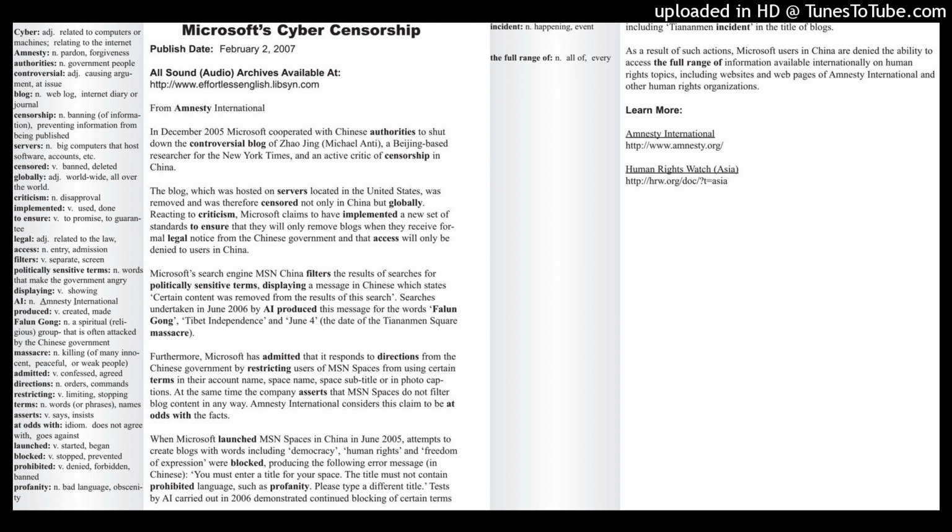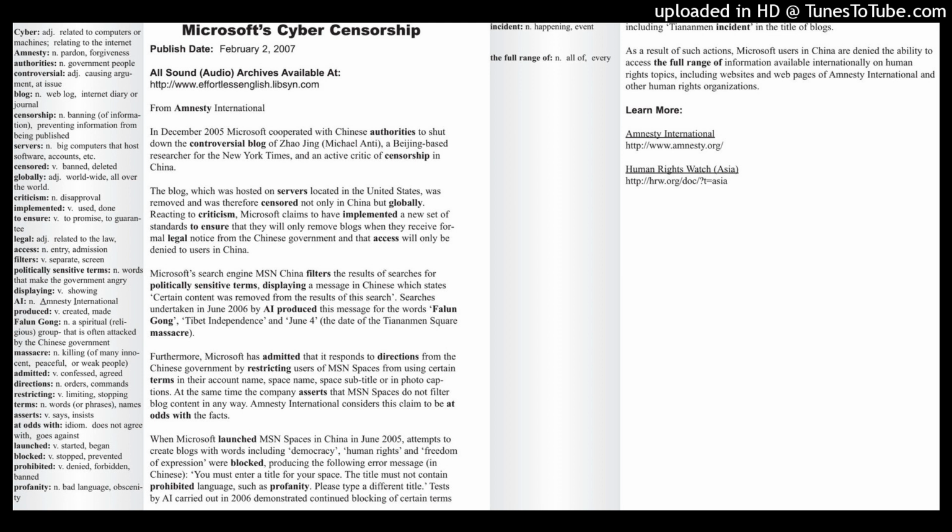We see the word access here. If Microsoft gets a notice, gets a command, gets an order from the Chinese government, they will deny access to Chinese readers, to Chinese internet readers. Access means entry or admission. So in this case, if you deny access, it means you say, no, you cannot read this. No, you cannot come here. So they might block a website, for example. If they block a website, they deny access to Chinese internet users. They do not let them enter.